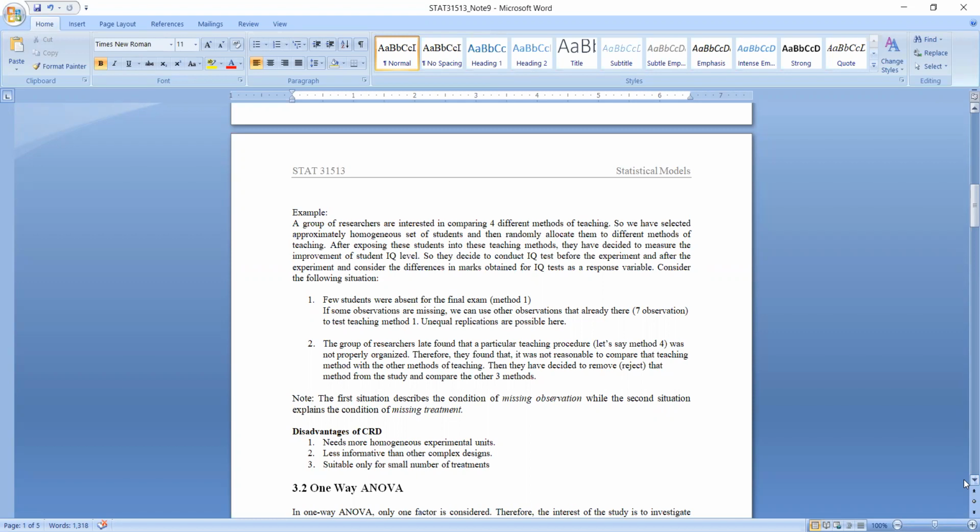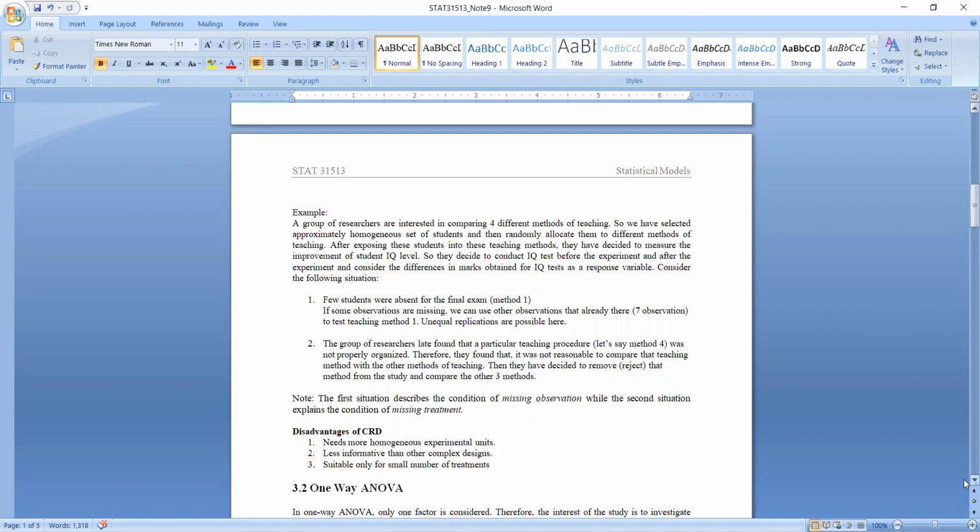So what you can do is, if these observations are missing, no problem. When it comes to a completely randomized design, you can just omit those students and take the remaining students. Let's say you have 7 students remaining with method 1. So you can do the calculations with those remaining students. So even though we have a missing value, it's not a problem when it comes to completely randomized design.